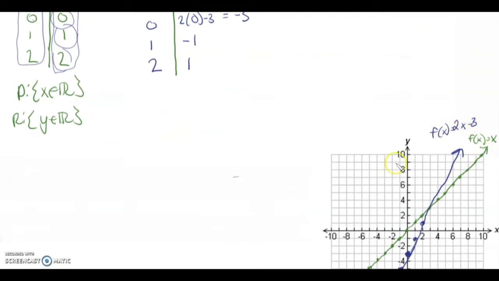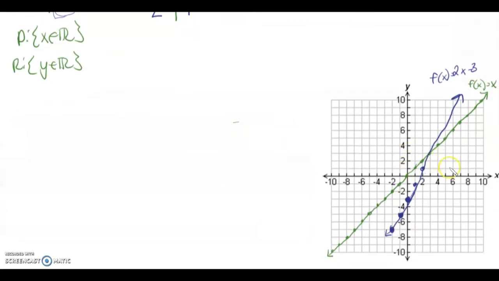Label your graphs, put arrows at the ends of them. We can see that there's definitely a vertical stretch. What a vertical stretch means in the case of a line is that the slope is steeper. So vertical stretch, steeper slope.